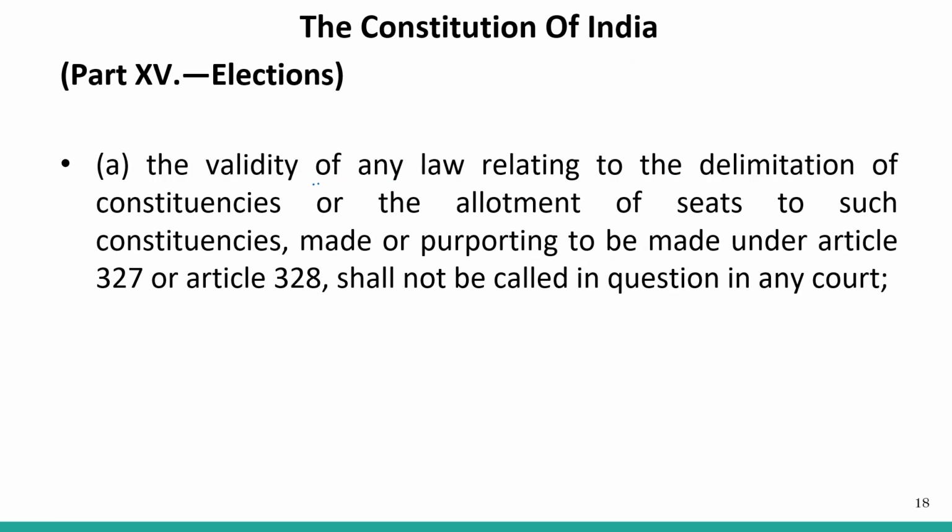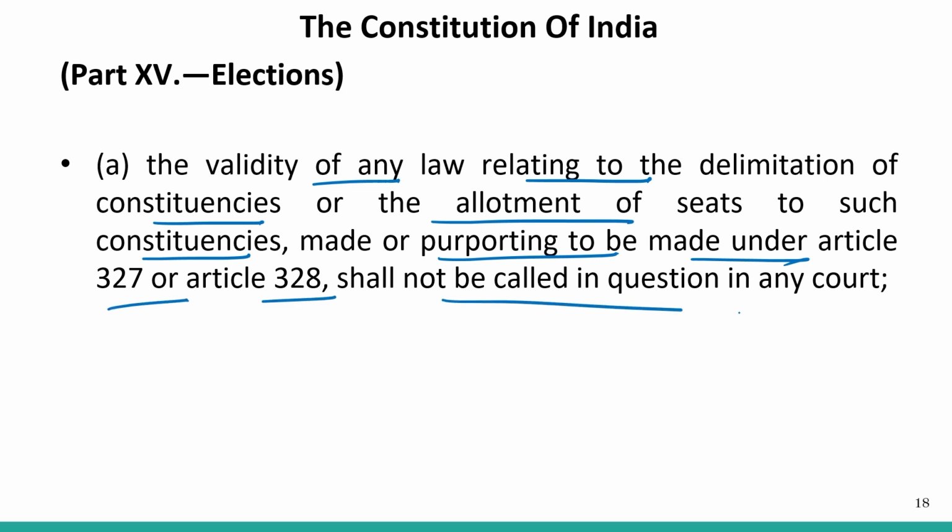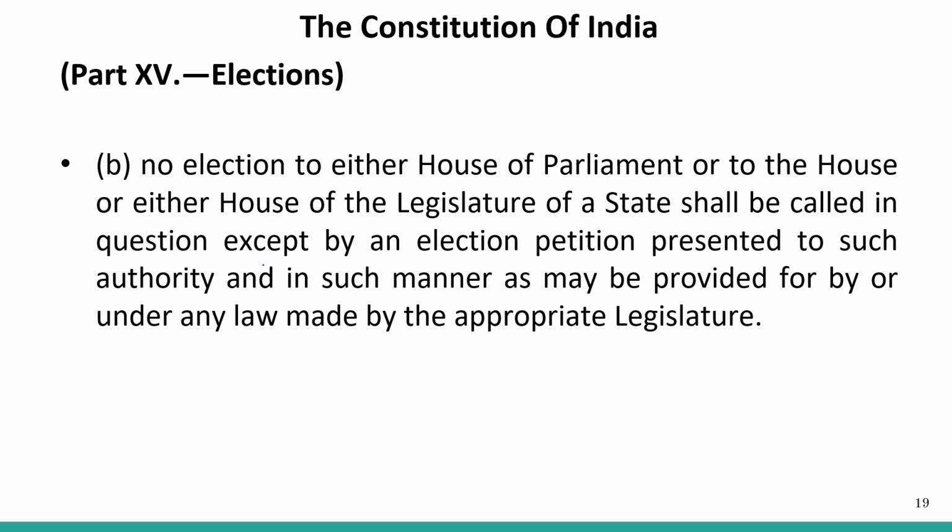The validity of any law relating to the delimitation of constituencies or the allotment of seats to constituencies made under Article 327 shall not be called in question in court. This has been removed, so now it can be questioned in court. Then, no election to either house of Parliament shall be called in question except by an election petition presented to such authority and in such manner. This has also been removed. Now you can directly approach the court if you feel there is any discrepancy or conflict in regard to the election that has taken place in the country.